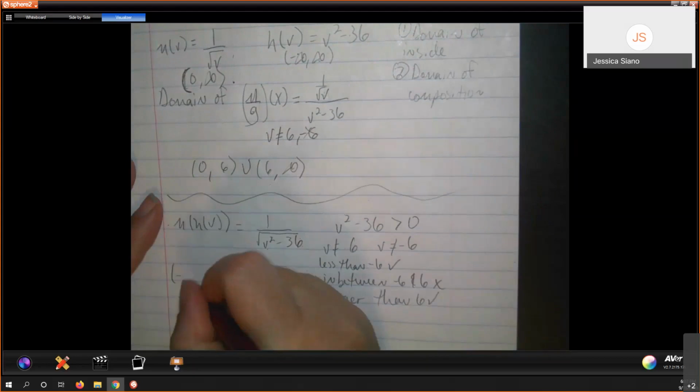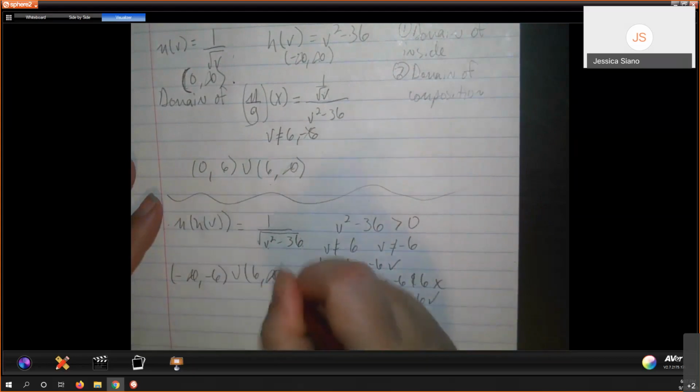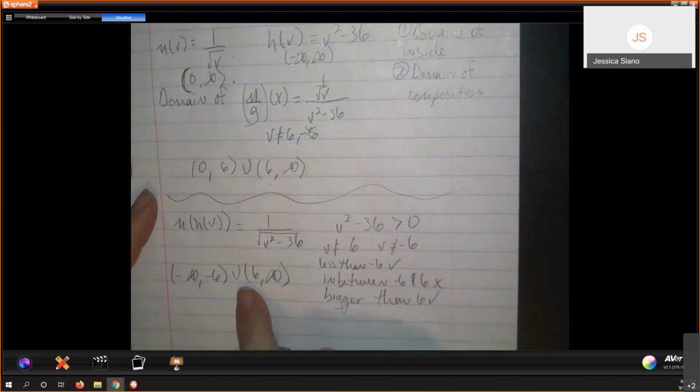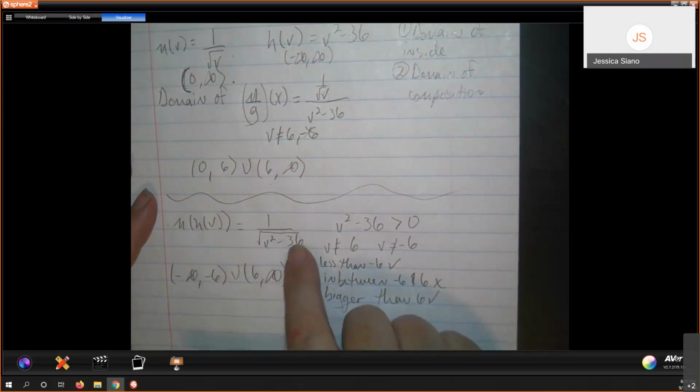And I'm going to give you a hint that it's pretty much always going to look like this. So for example, if this was x squared minus 25, this would have been a -5 and this would have been a +5. And it would have looked the same as this. If this had been 144, this would have been a -12 and this would have been a +12 and it would have looked like this.